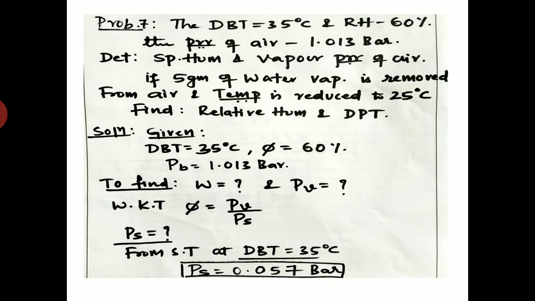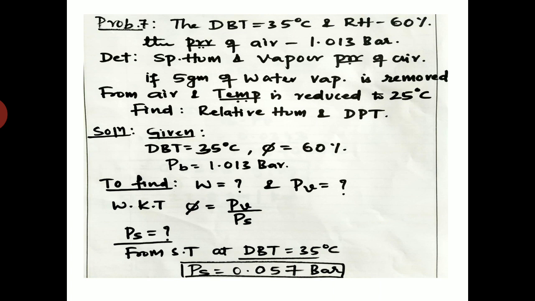This is the first case. If 5 grams of water vapor is removed from air and temperature is reduced to 25, so 35 is reduced to 25, if 5 grams of water vapor is removed, then at this condition we need to find relative humidity and dew point temperature. So the same concept problem I did in previous problem number 5. So based upon that, you can remember those relations.